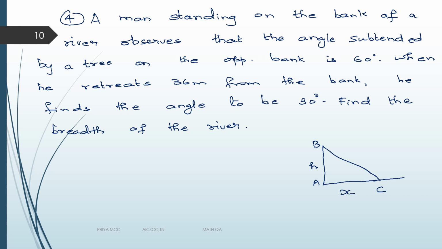Now he is moving another 36 meters. From here the tree appears to be smaller, because when you go far away, it appears smaller. So this is my angle 30 degrees and this is my angle 60 degrees. Now try to find out the value of h. AB is the tree, and AC is the river.